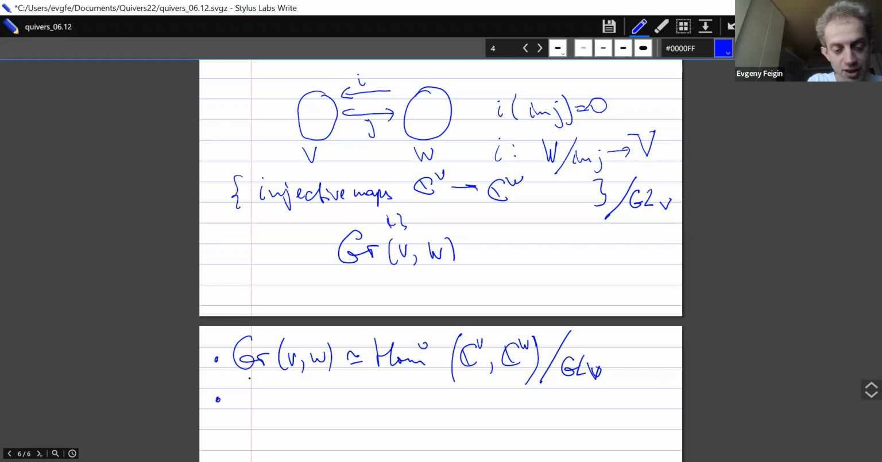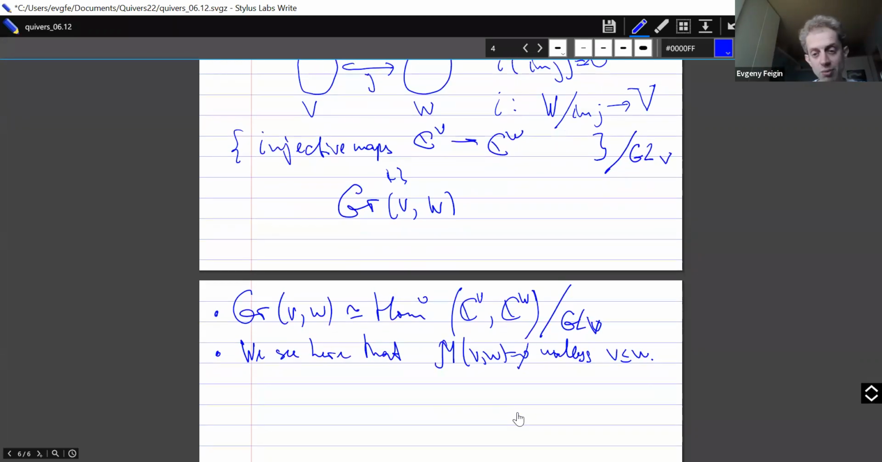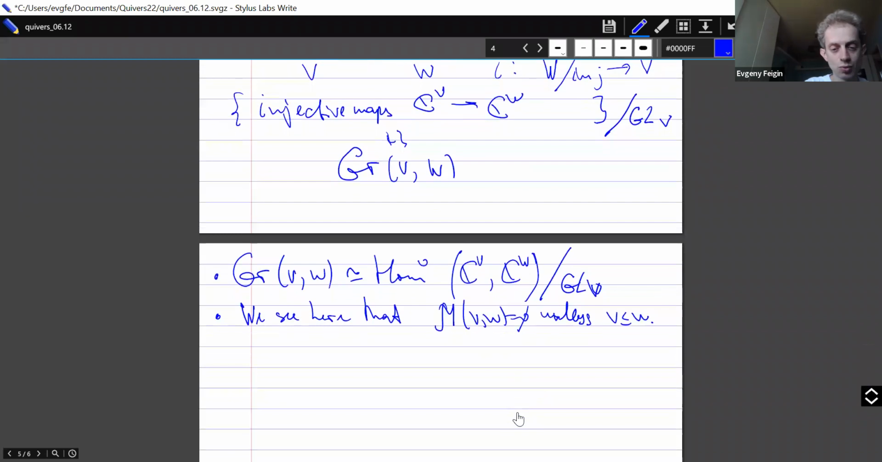And the second thing is that we see here that the Nakajima quiver variety is 0 unless V is less or equal than W. So it's not quite clear from the definition, but in order to guarantee that this variety is non-empty, we should impose the condition that V is less or equal than W. Okay, so we are almost there, but what is the conclusion so far?